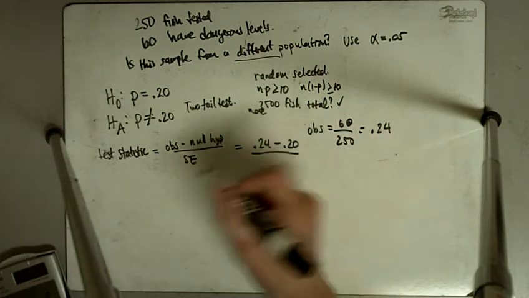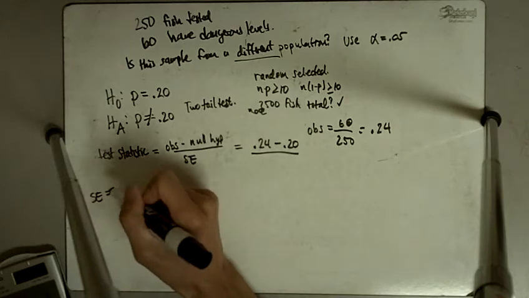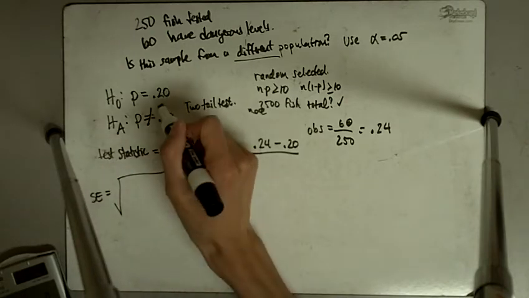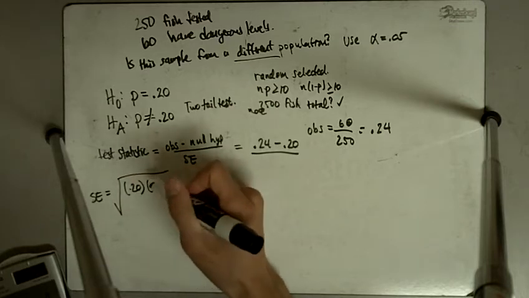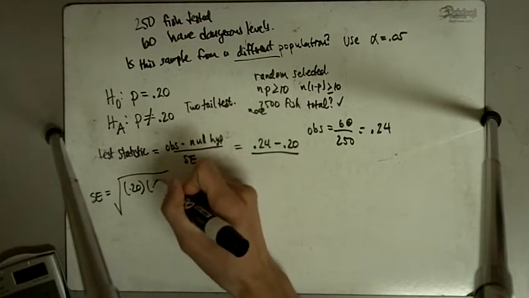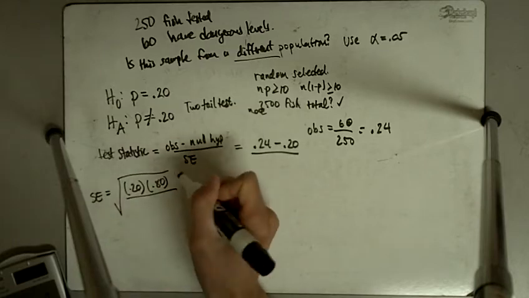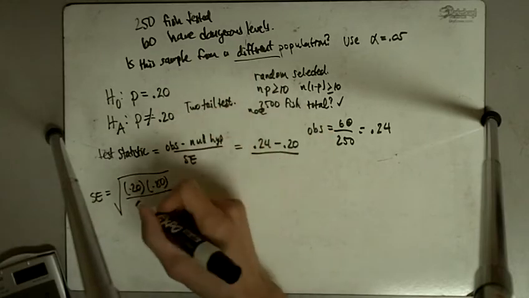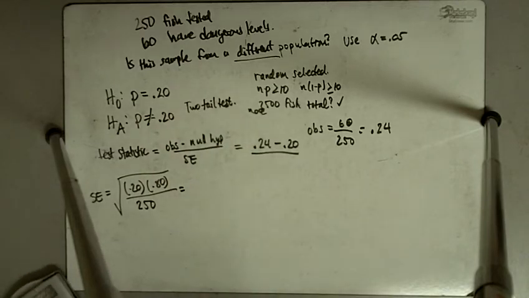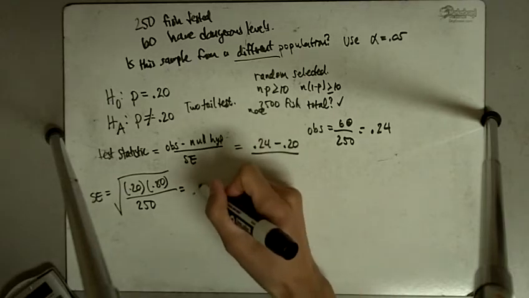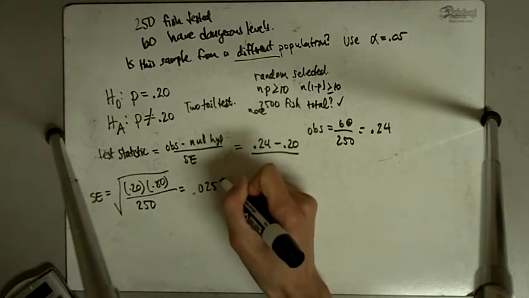my standard error. For the standard error we use the number from our null hypothesis. So I have 0.20 times 1 minus 0.20, and 1 minus 0.20 is 0.80. I divide by n, which is 250 fish. So I have 0.2 times 0.8 divided by 250. I take the square root of that, and I get 0.0253.